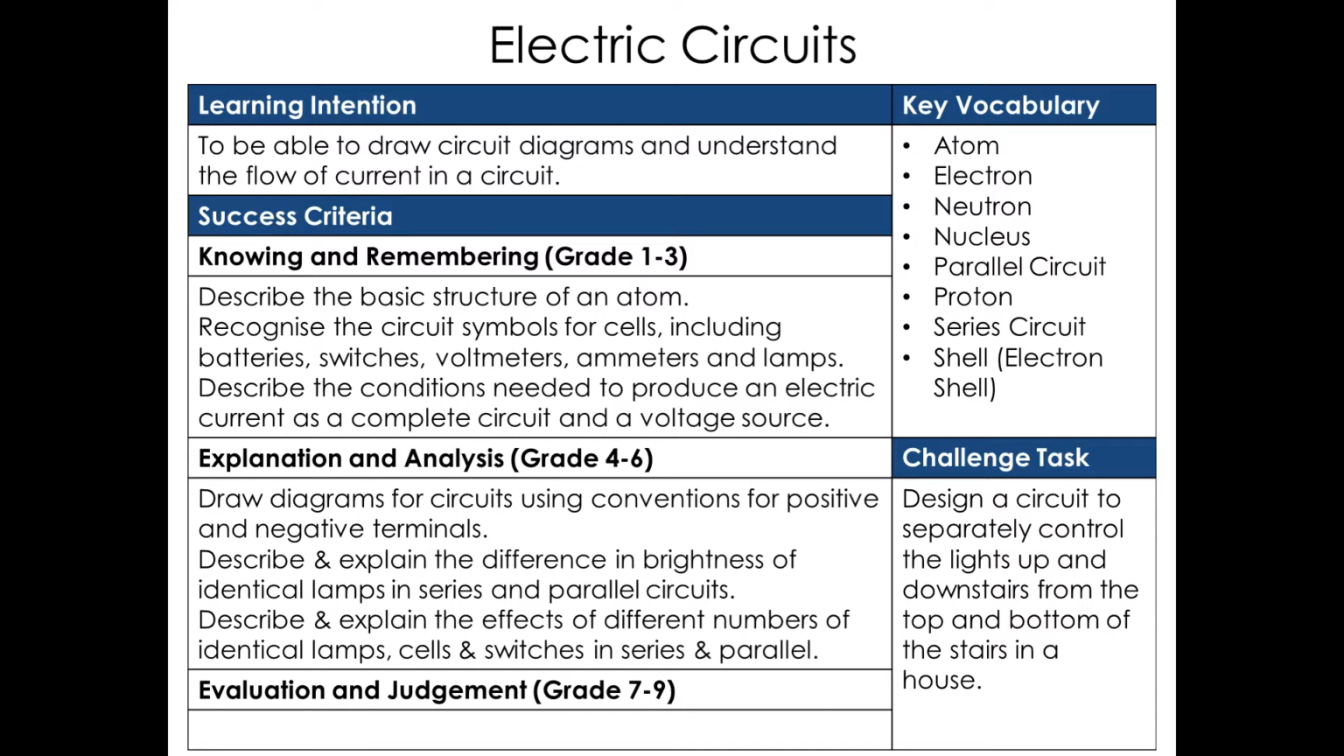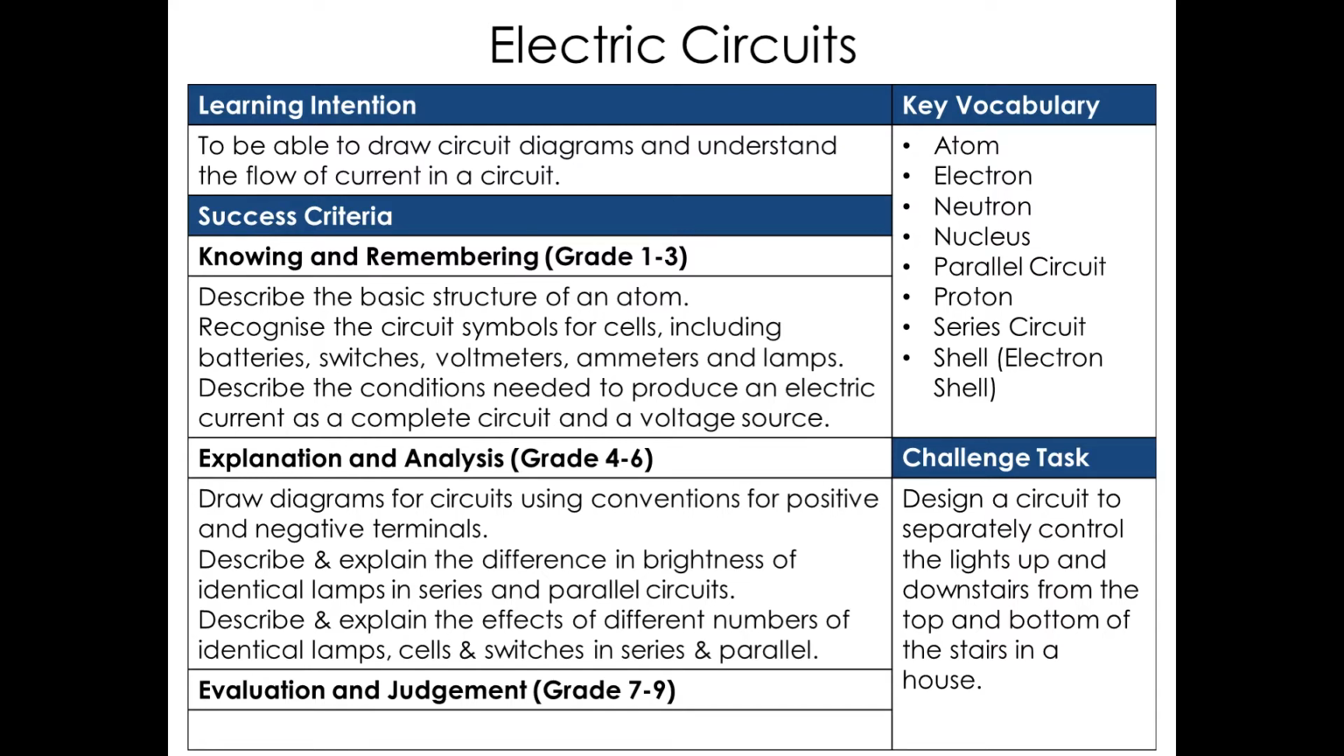You're going to be able to describe the conditions needed to produce an electric current, and those are that there is a complete circuit and there is a voltage source or a source of potential difference, and we will look at that a little and develop that over the course of the next couple of lessons.